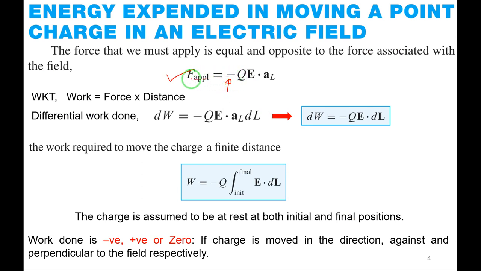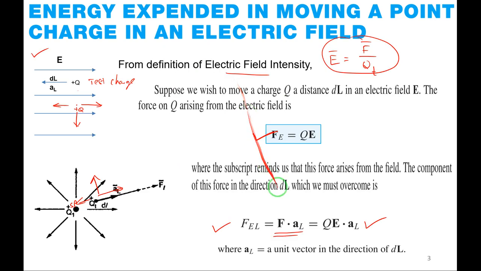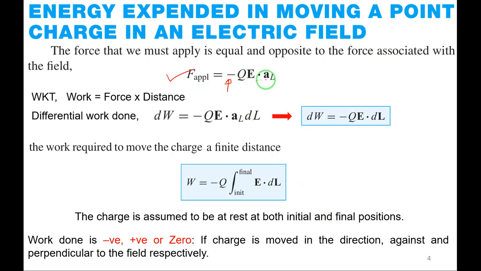Why the minus sign? The total amount of force that should be applied in order to move the charge should be equal and opposite. So hence we are taking minus here. This is QE into al. Minus QE into al. I hope you understood this.